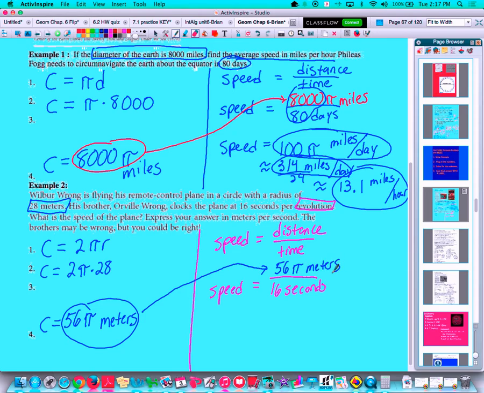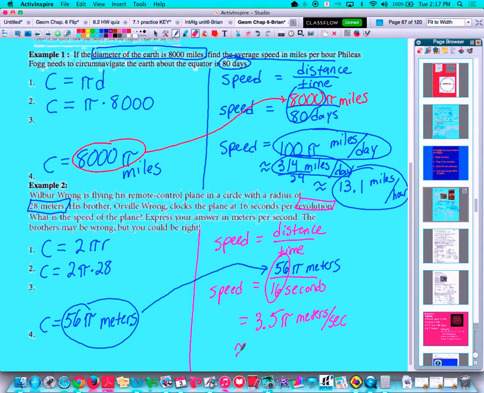And so speed is distance divided by time. So if I take and divide 56 by 16, that would be equal to 3.5 pi meters per second. Okay, so the 3.5 came from basically reducing this fraction to 7 over 2, and 7 over 2 is the same thing as 3.5, so 3.5 pi meters per second is the exact answer.